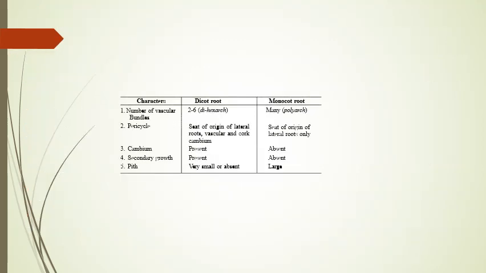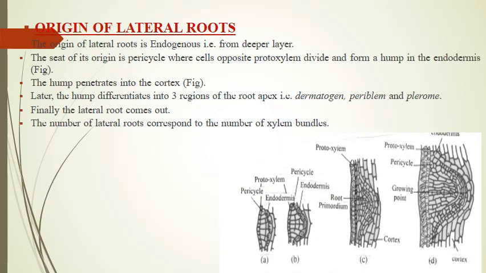So, the characters of dicot and monocot. Number of vascular bundles: in dicot 2 to 6, in monocot many. Pericycle: seat of origin of lateral roots in dicot, and in monocot, the seat of origin is the same. Next, cambium: present in dicot, absent in monocot. Secondary growth: present in dicot, absent in monocot. And pith: very small in dicot, large in monocot.